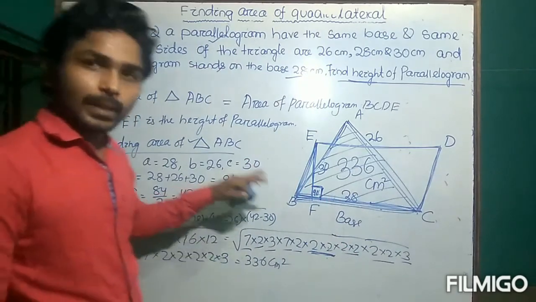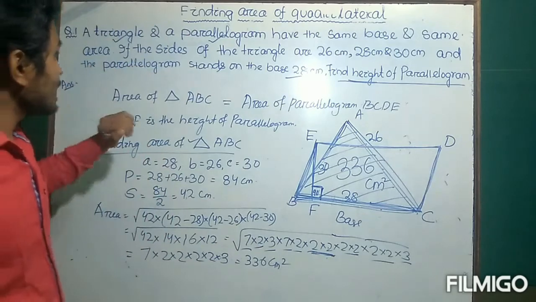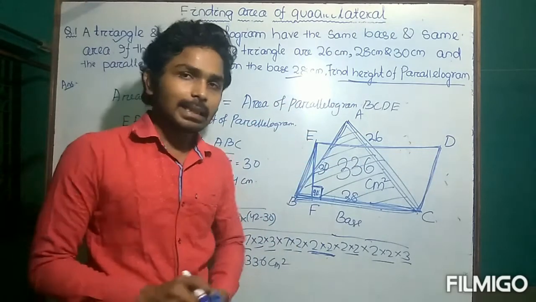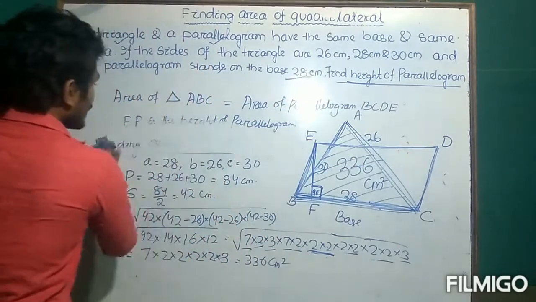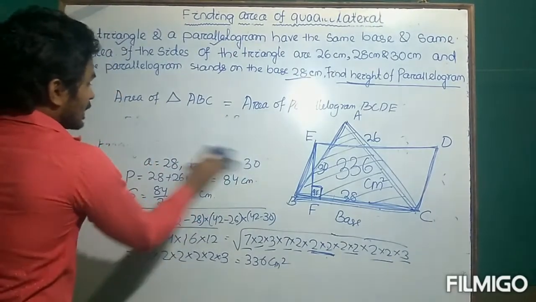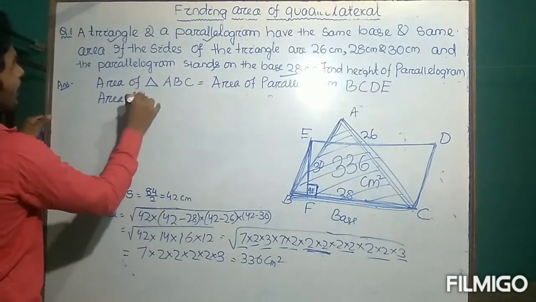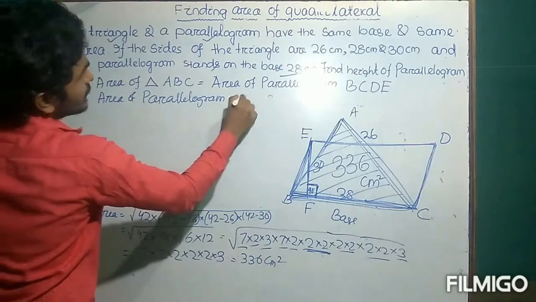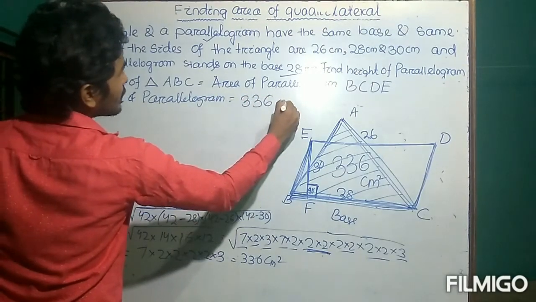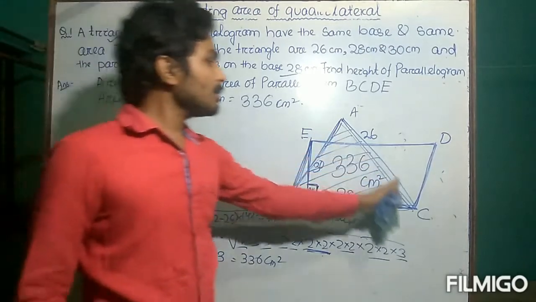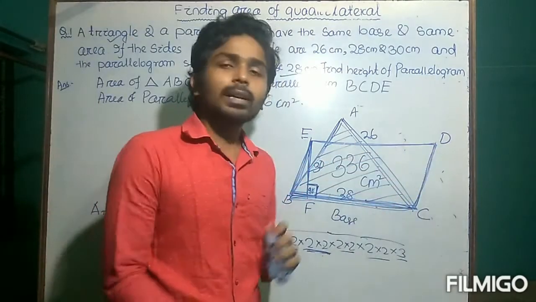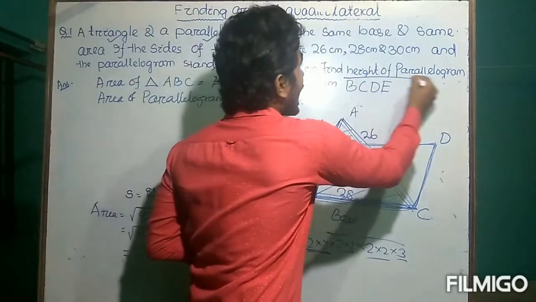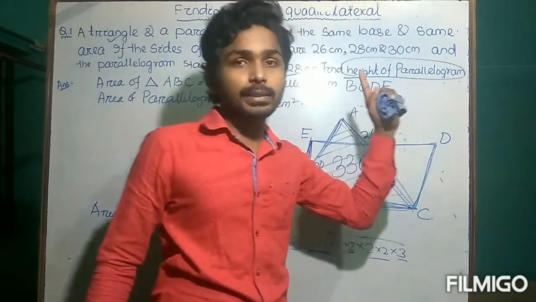Up to this, I think you are clear. Now continue. Since it is given that the area of the triangle ABC is equal to the area of the parallelogram BCDE, here you can write the area of the parallelogram is 336 centimeter square. Why? Because the area of this triangle is equal to the area of this parallelogram BCDE. And here the question asks us to find the height of the parallelogram. We need to find the height.